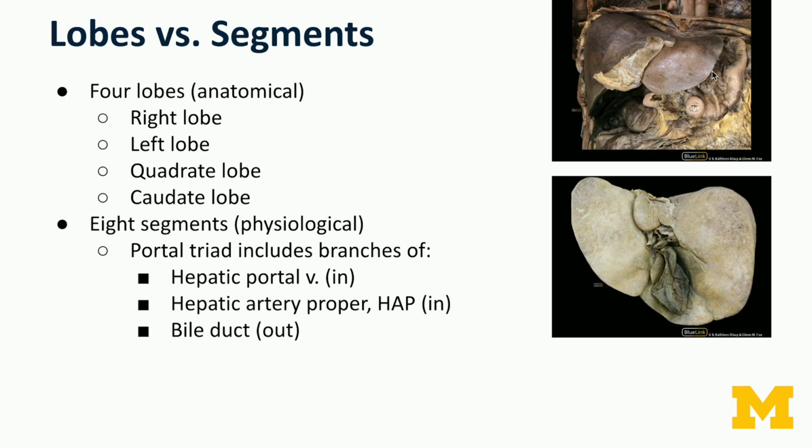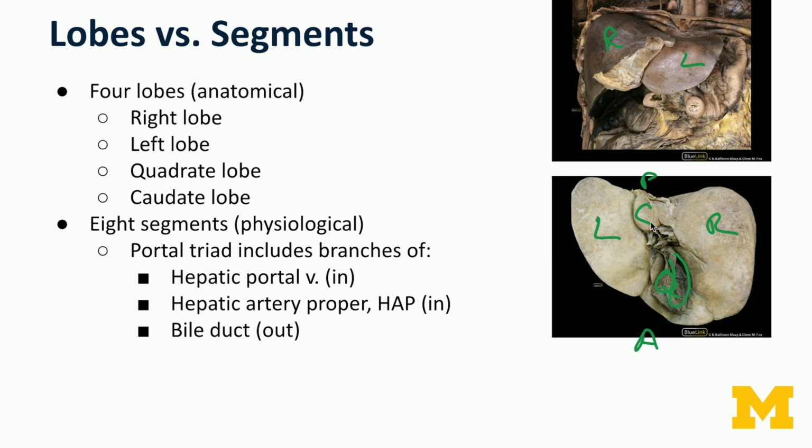The liver can be viewed through the lens of the anatomist or the physiologist. The anatomist sees the liver as consisting of four lobes: a right lobe, a left lobe, and here we have a right and a left lobe. So this is posterior and this is anterior, as well as a quadrate lobe that's behind the gallbladder here, and a caudate lobe. Whereas the physiologist sees 8 segments.